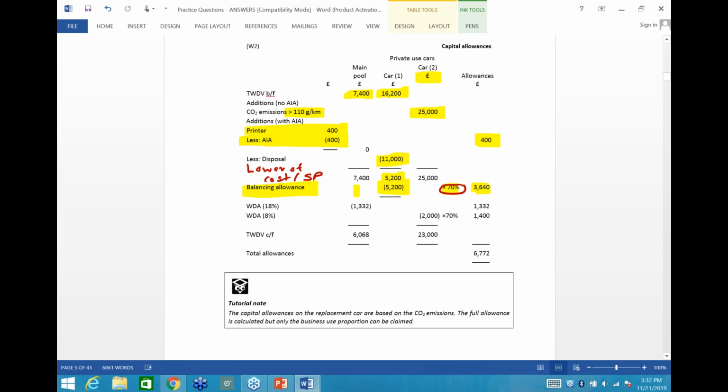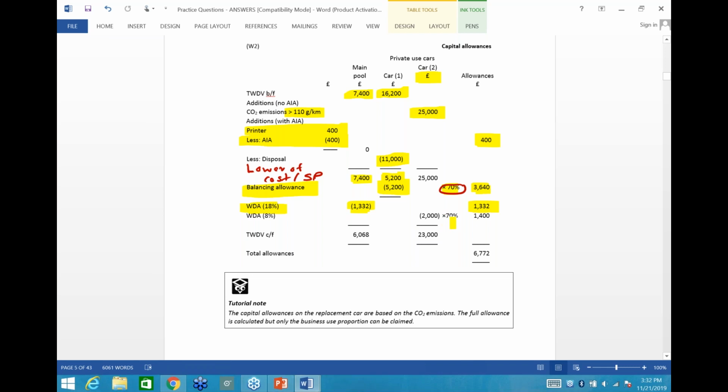Then on the main pool, there is a balance of 7,400. I can claim WDA at 18%, which is 1,332. The full amount can be claimed as capital allowances. And finally, there's a new motor car that I have bought for my private purposes as well, which will be used 30% again for private use, 70% for business use as mentioned in the question.